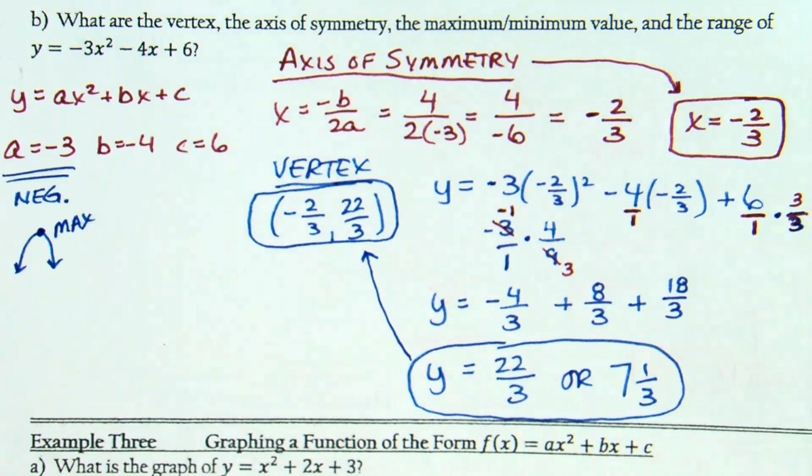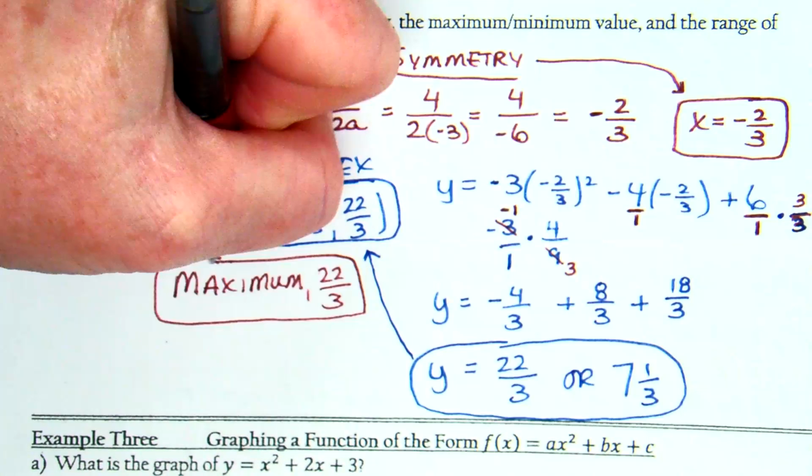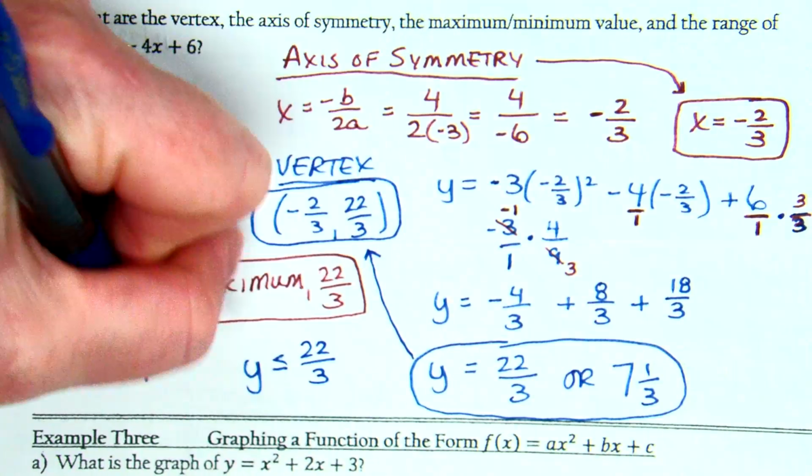If my vertex has a maximum, a high point, where's the rest of the parabola? Underneath it, below it. So that means what? Less than or equal to 22/3. So I have a range that is y less than or equal to 22/3. Okay.